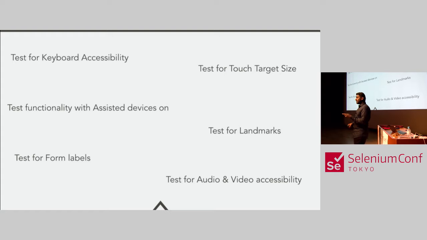And this is very, very important for people with motor impairments. When I say motor impairments, it's people with disabilities, say they have fat fingers, or people with one or two fingers who try to click on a button and it doesn't happen. And then you can test for landmarks, headers, and semantic HTML information, and also for audio and video accessibility.